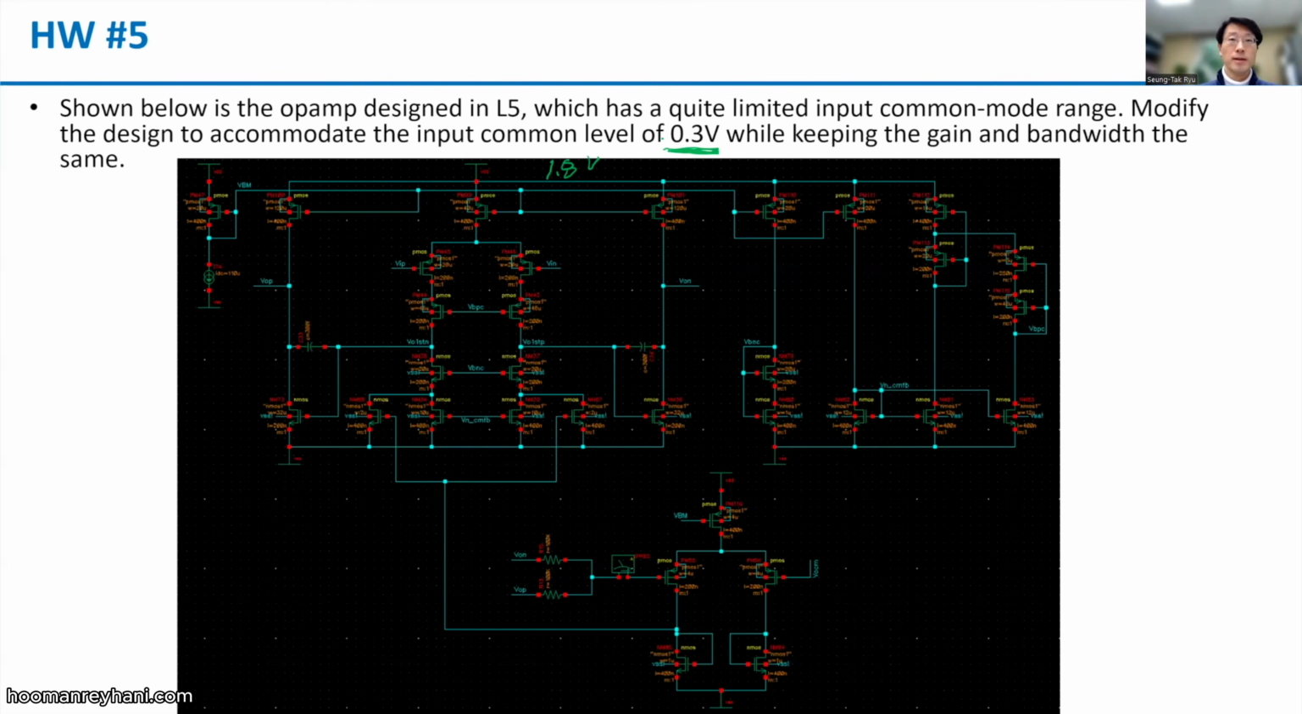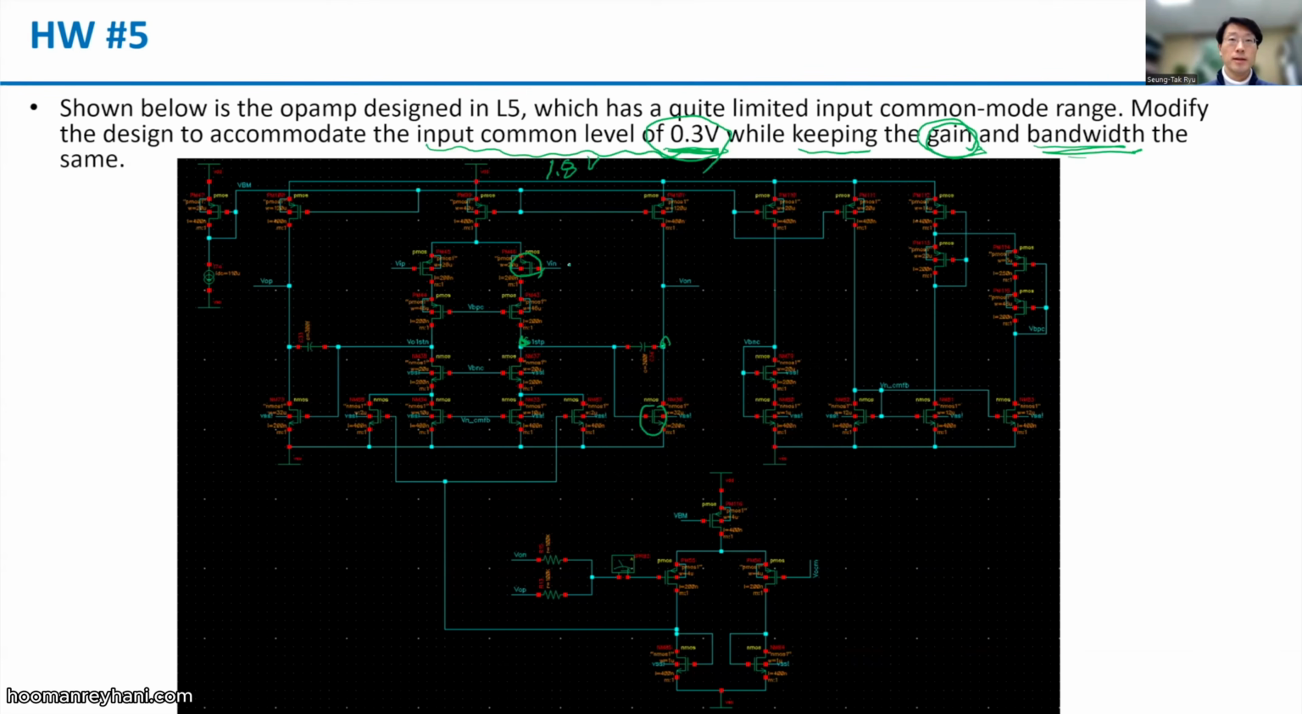So we want to modify this amplifier so that we can take an input common level this low while keeping the gain and bandwidth unchanged. We know the gain is determined by the amplifier structure: gm times ro is the first stage gain, and the second stage gain is again gm times ro. So we want to keep the gain unchanged.